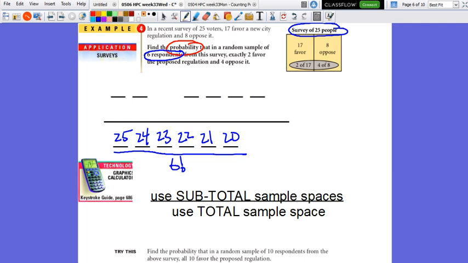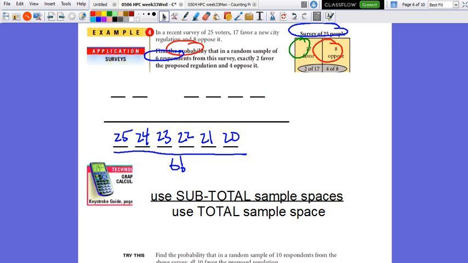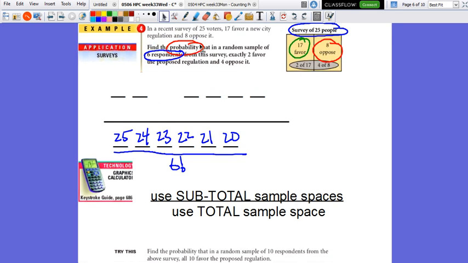Now, we're going to focus on the subtotal sample spaces. So we have a subtotal here of 17. And we also have a subtotal here of 8. I'm going to change this color now. Okay, so where's my blue? So my red is 17. That's my green. My red is 8. And my green is 17.